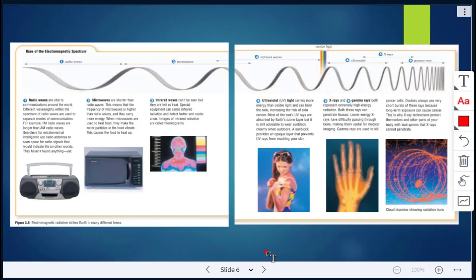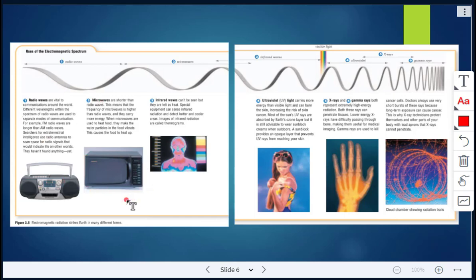Okay, so next we're going to start talking about uses of the electromagnetic spectrum. So radio waves, these are very important for communications around the world. So radio waves are used to communicate all around the world. The FM radio waves are longer than AM radio waves. So they're also used in space. So that sort of thing.